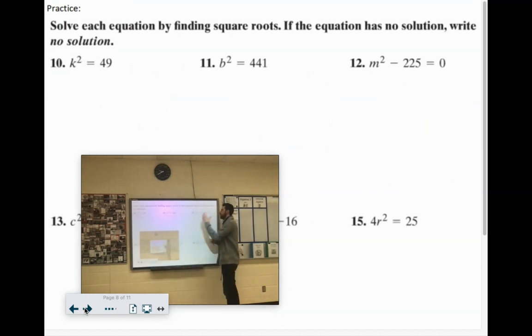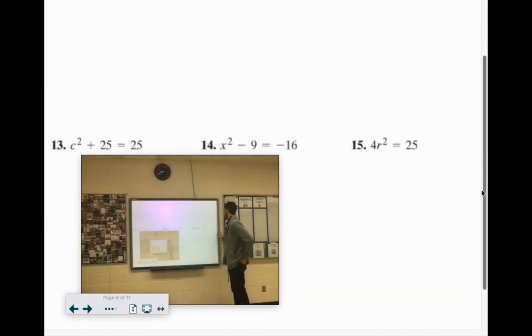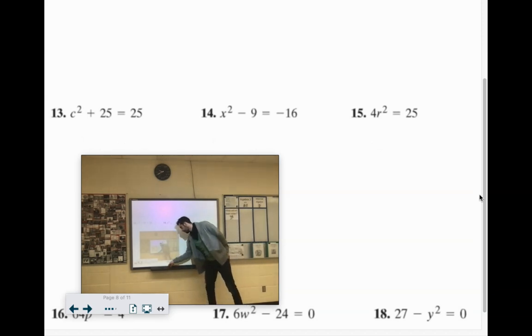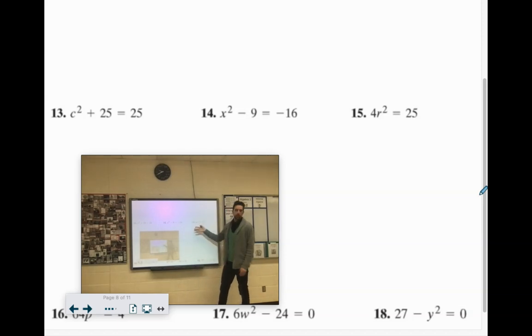Let's try out some of these from the practice. You're going to have to finish all of them, but let's try out some of the harder ones. I wanted to do something like number 15. So you might think initially, well, we have to get rid of the 4, and that's true. So we'll divide by 4. Now you can do 25 divided by 4 and get 6.25. I would suggest just leaving it as a fraction. So we'd have r squared equals 25 over 4.